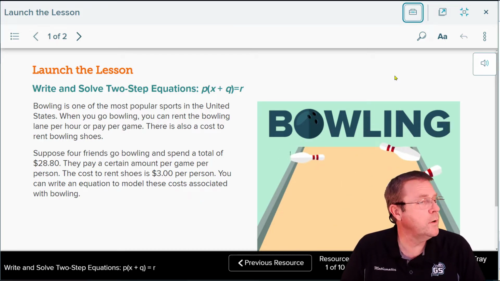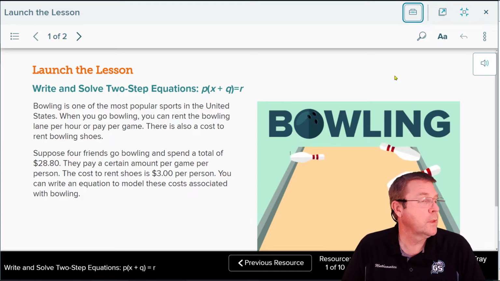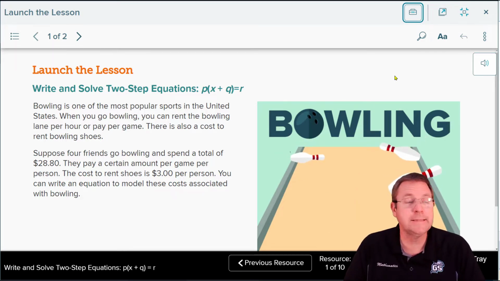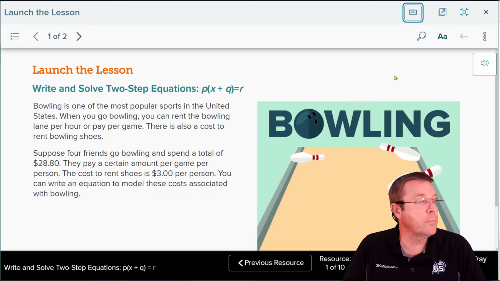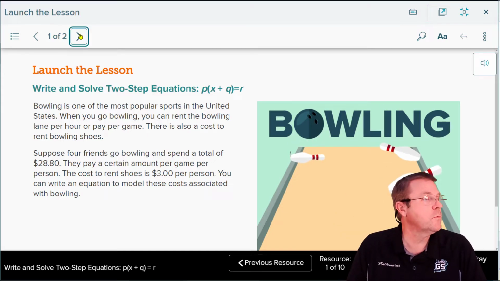Anyhow, when you go bowling, you can rent a bowling lane per hour or pay per game. There's also a cost to rent bowling shoes. Suppose you and your 4 friends go bowling and spend a total of $28.80. They pay a certain amount per game per person, and the cost to rent shoes is $3 per person. You can write an equation to model these costs associated with bowling.